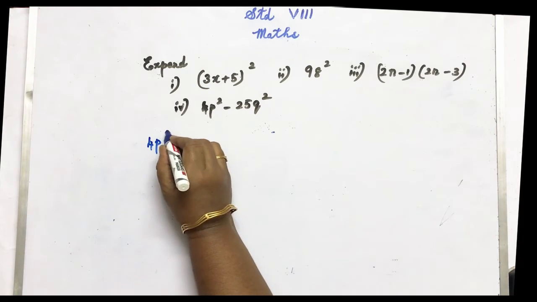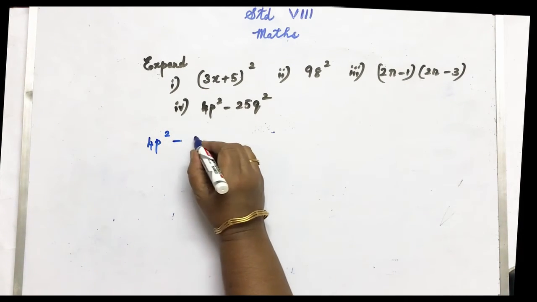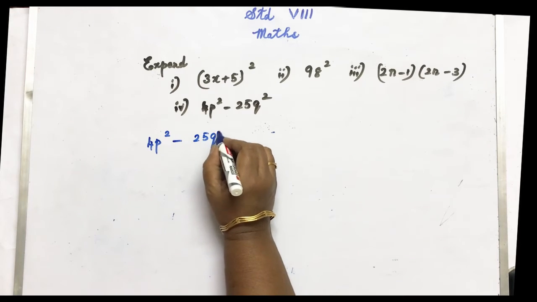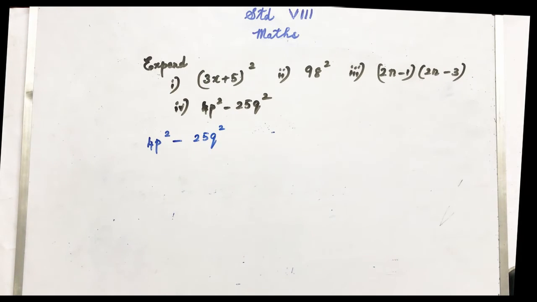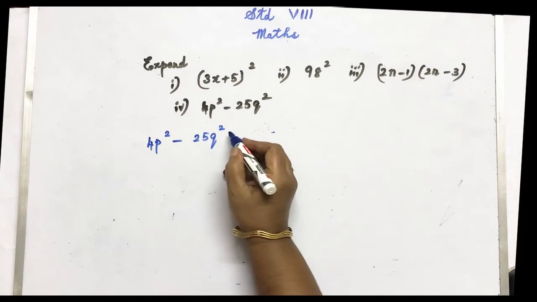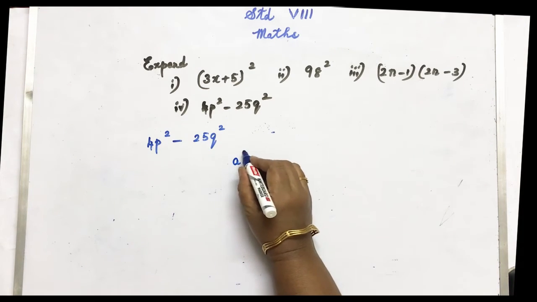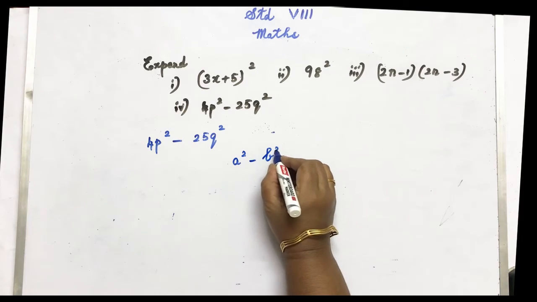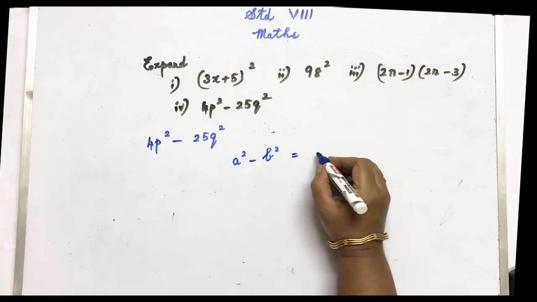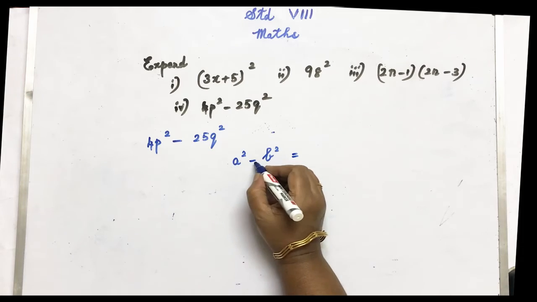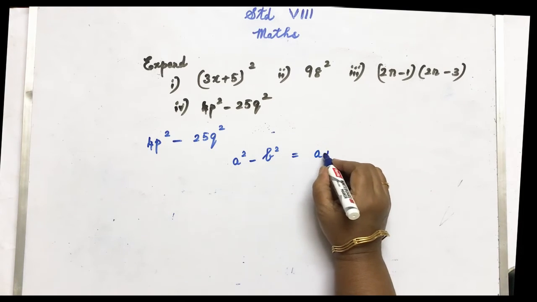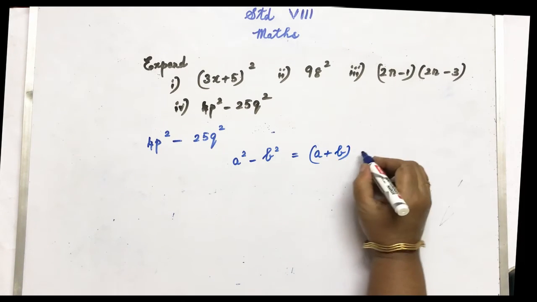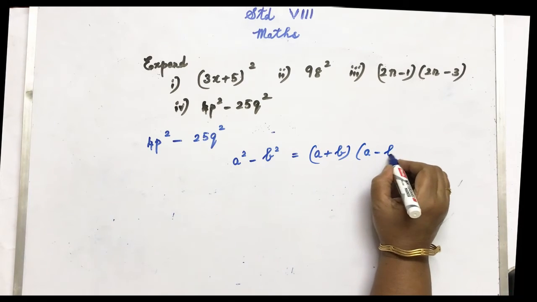So 4p squared minus 25q squared. Now just to recall, which is the identity having both terms squared? The identity is a squared minus b squared. Now for this, what is the identity? a squared minus b squared is equal to a plus b into a minus b.